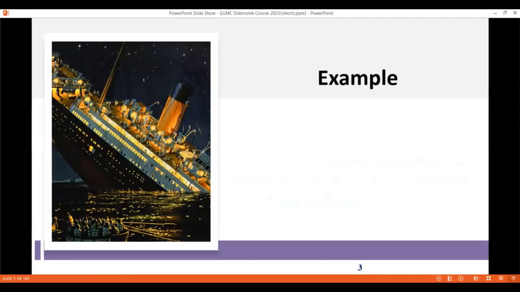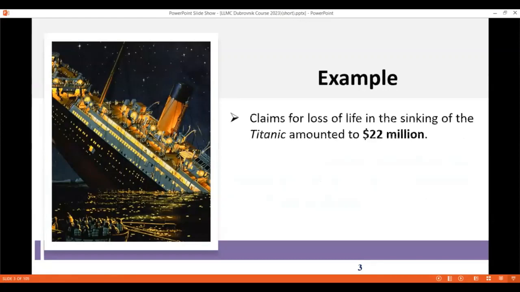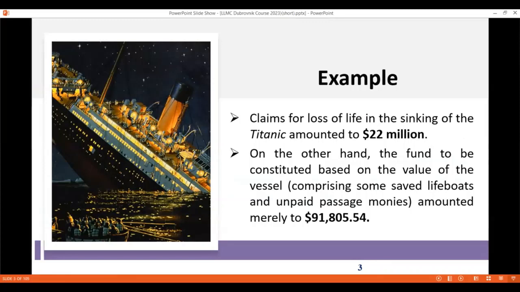An example, everyone knows this ship, the Titanic. The claims for the loss of life in the sinking of the Titanic amounted to $22 million. But the fund established, based on a few lifeboats, unpaid passage monies, etc., was just $91,805. So you see that regardless of the 22 million they were claiming, the ship owner would only be liable up to 91,000.